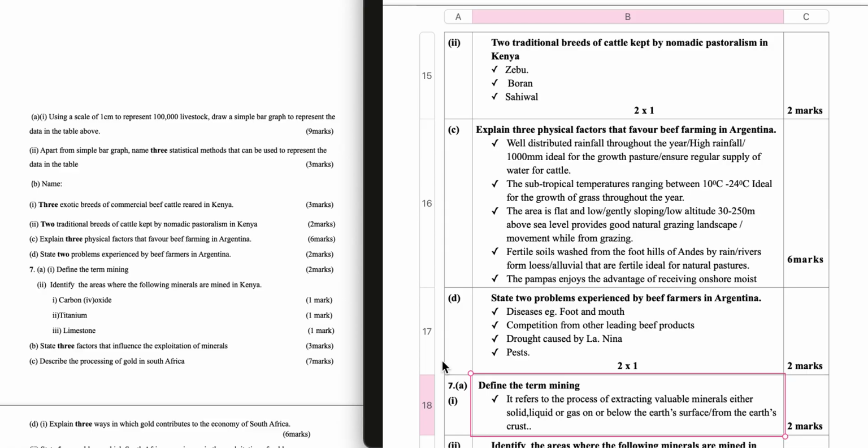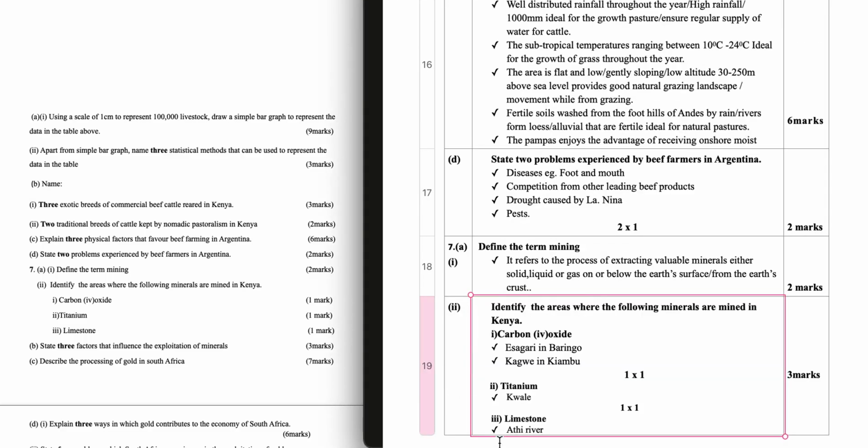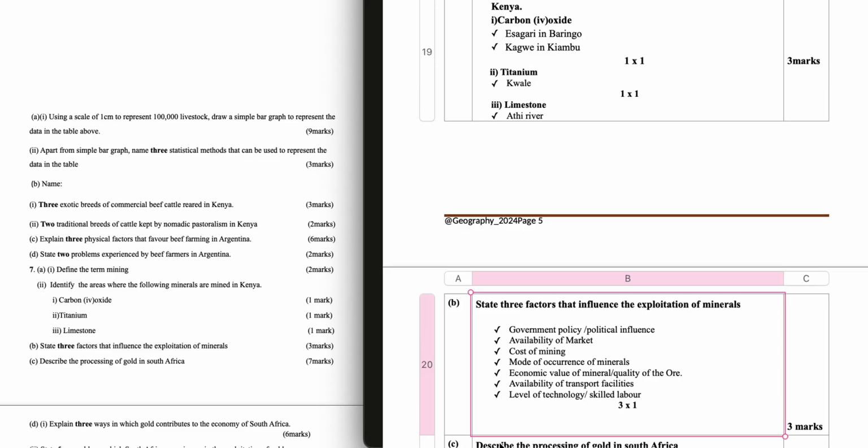Question 7a2. Identify the areas where the following minerals are mined in Kenya. Carbon dioxide, C.R.E in Baringo, Kagwe in Kiambu, titanium in Kwale, and limestone in Athi River.